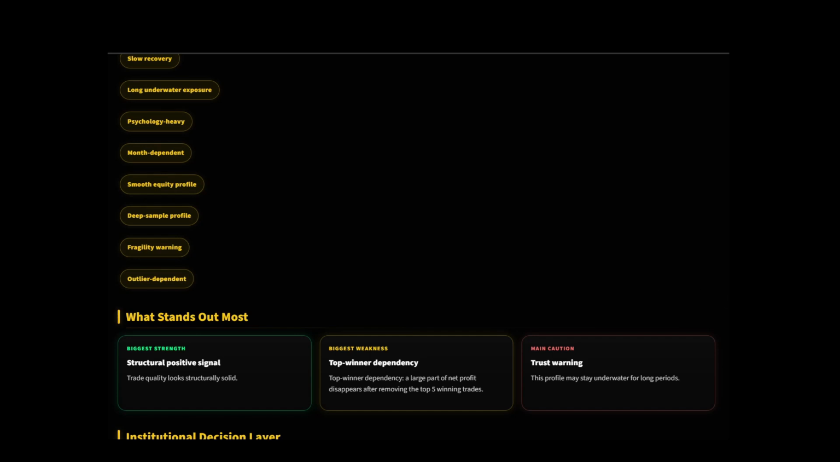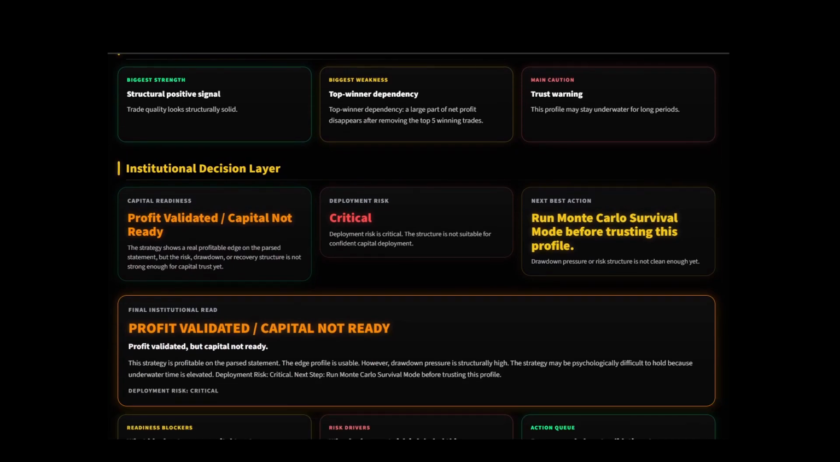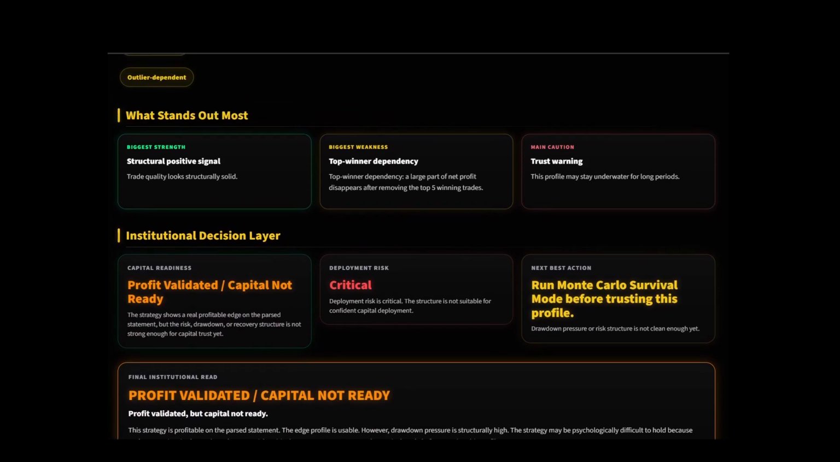Next, we get the institutional decision layer. This is one of the most important parts of the report. Because here the tool separates profit from trust. A strategy can be profitable on the statement, but still not be ready for capital. And that is exactly what we see in this example. The capital readiness says, profit validated, but capital not ready.